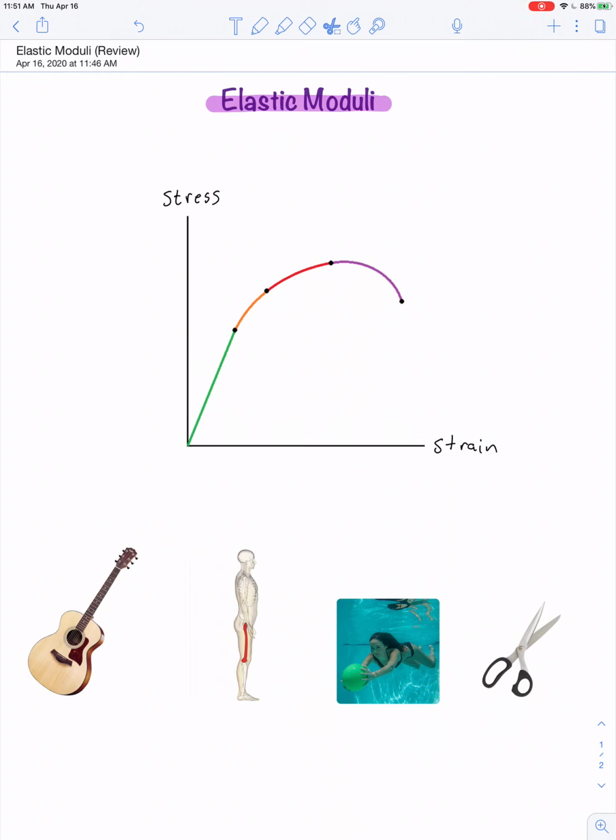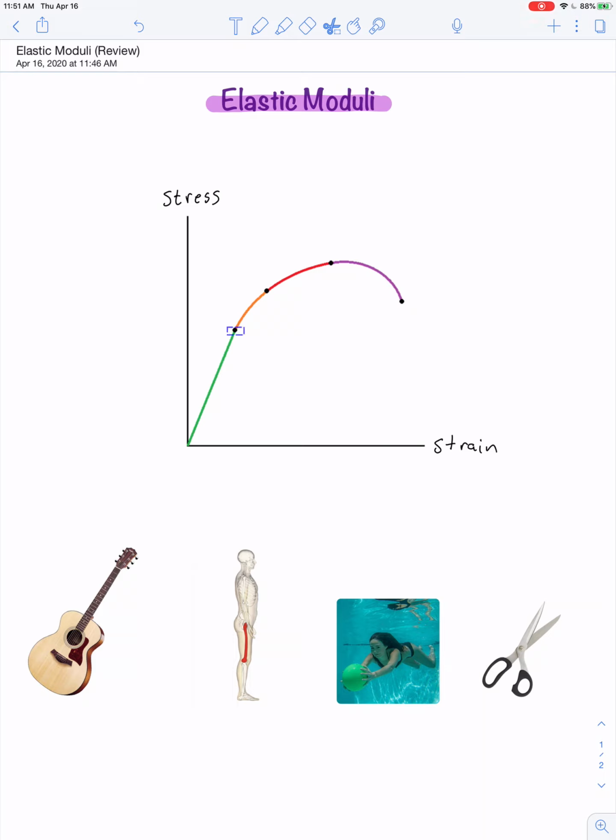So here's just a quick review on the elastic behavior for materials. We introduced the concept of Young's modulus, bulk modulus, and shear modulus. So these are grouped together and described as being the elastic moduli for a material. And it all has to do with ratios of stress to strain.